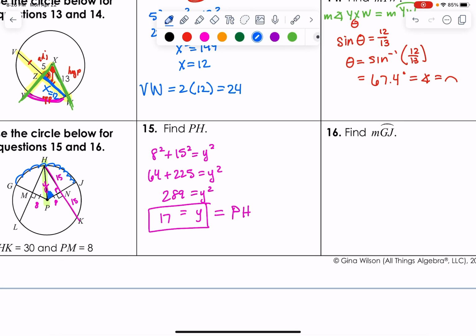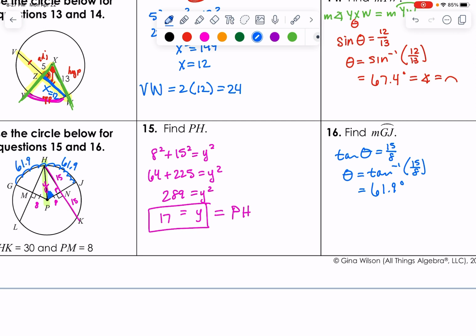I'm going to call that theta. I'm going to say that the tangent of theta equals 15 over 8. So theta equals the inverse tangent of 15 over 8, which is 61.9 degrees. So then that's this side, and this side is also 61.9. So the whole thing, the measure of arc JG, is 123.9.